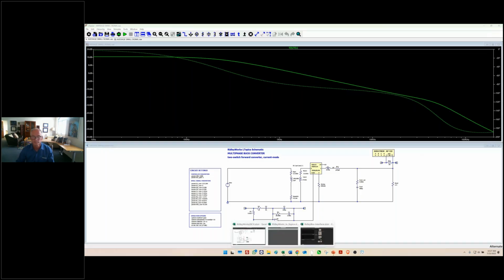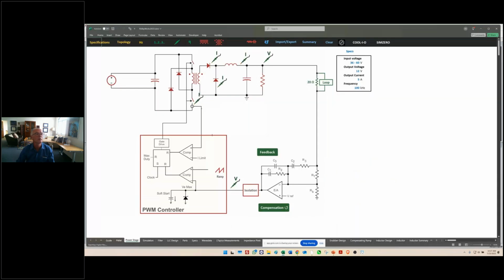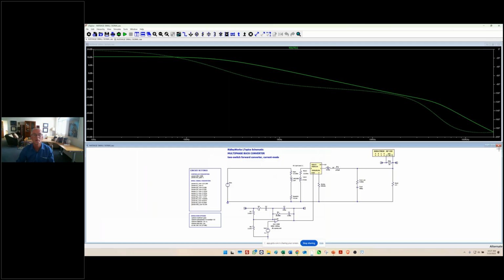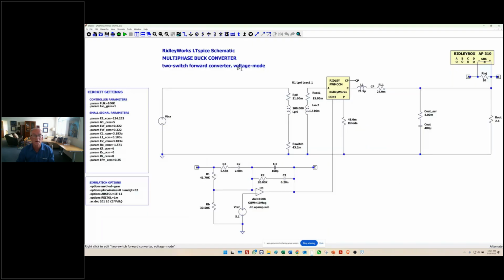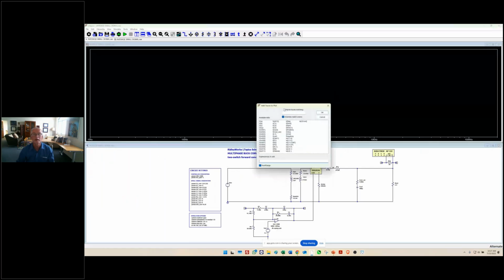LT Spice schematics. Let's open up that file again. Small signal. Now we're in voltage mode. Let's plot it. So we add traces, B slash C. And there we've got our transfer function coming from the small signal model.